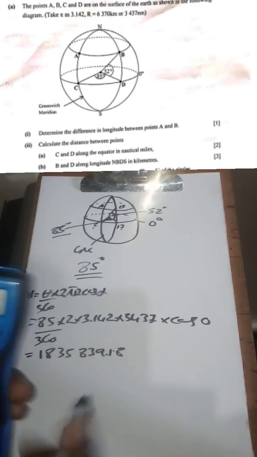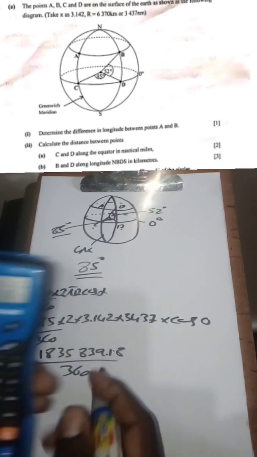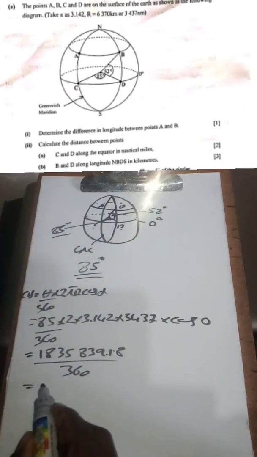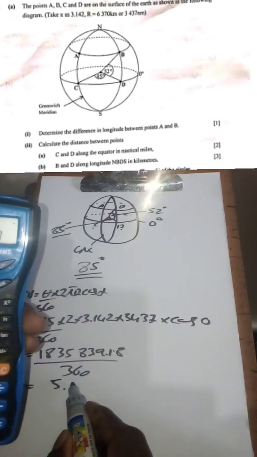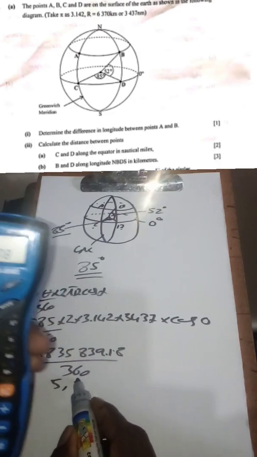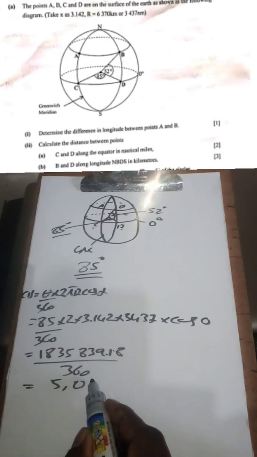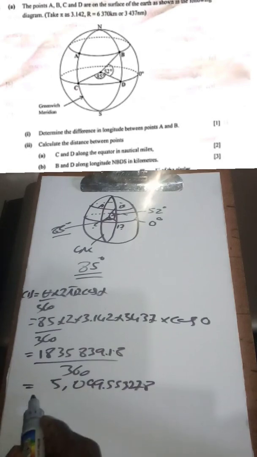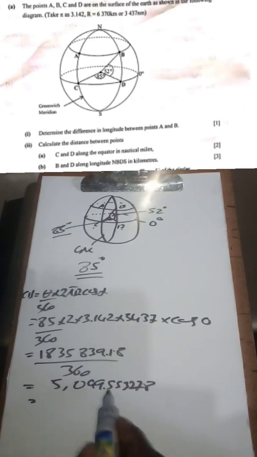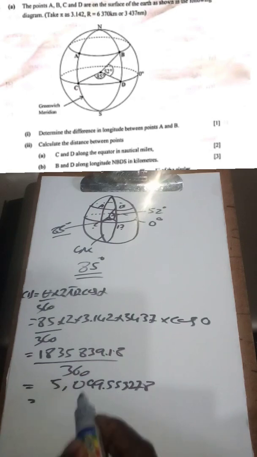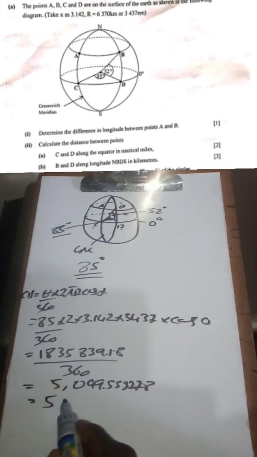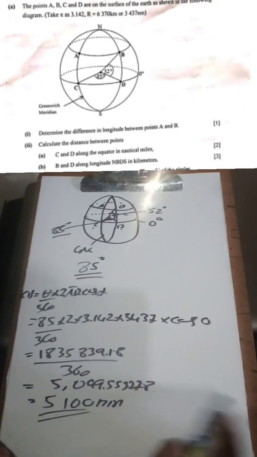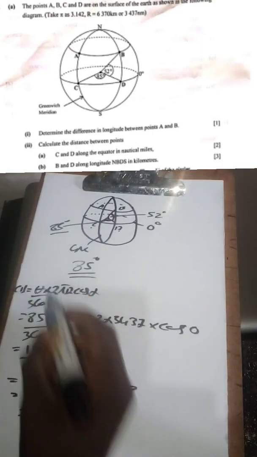1835,839.18, like that. So then we divide this by 360. Okay, we are going to get something like 599.5532558. But remember to say we need to round this off to 3 significant figures. Hence, we are going to have something like 5100. That will be our final answer. That is nautical miles.